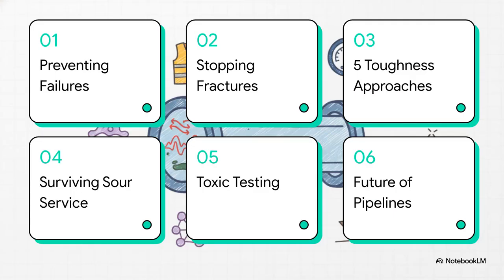To make this incredibly dense standard digestible, we've structured this explainer into 6 logical parts: preventing catastrophic failures, stopping fractures with Annex G, 5 approaches to toughness, surviving sour service with Annex H, testing for toxic environments, and finally, the future of pipeline integrity. Let's get right into it.